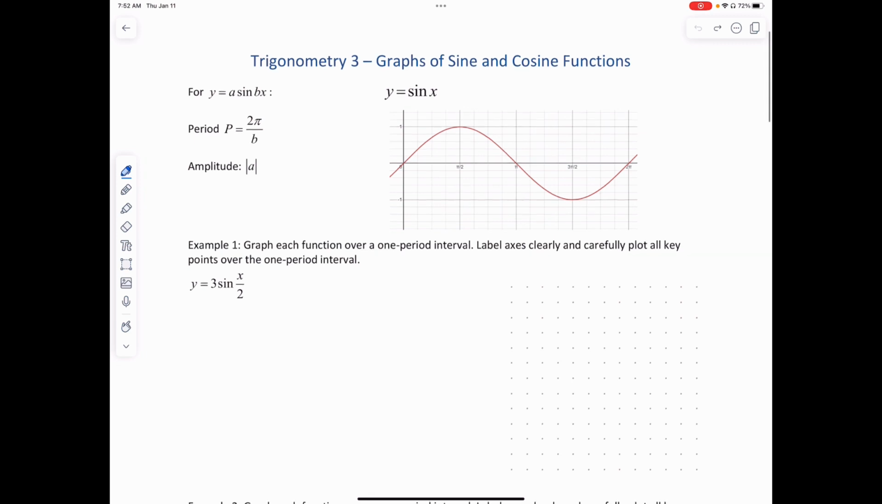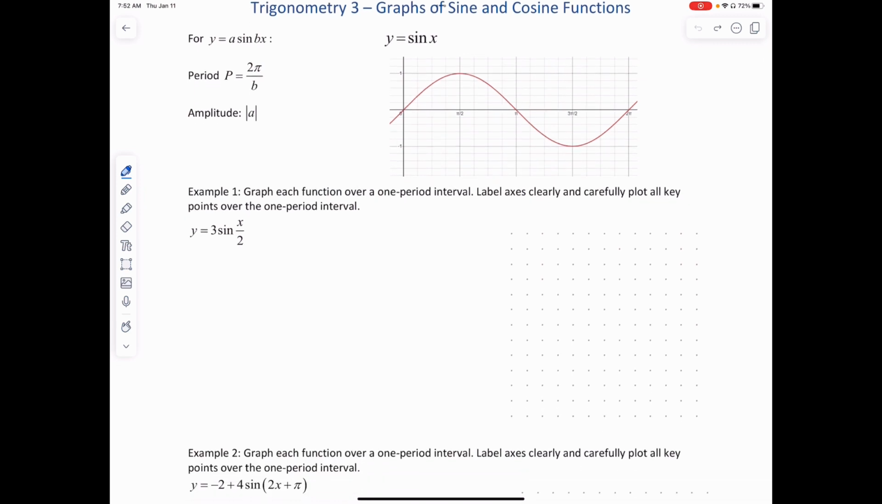Let's say we wanted to graph y is equal to 3 sine of x over 2. The sine function goes on forever, it keeps repeating. So how much we want to graph is just dependent on what it is we're trying to show. In this case, we're only trying to graph one period. I'm going to start by figuring out what that period is so I can set up my axis.